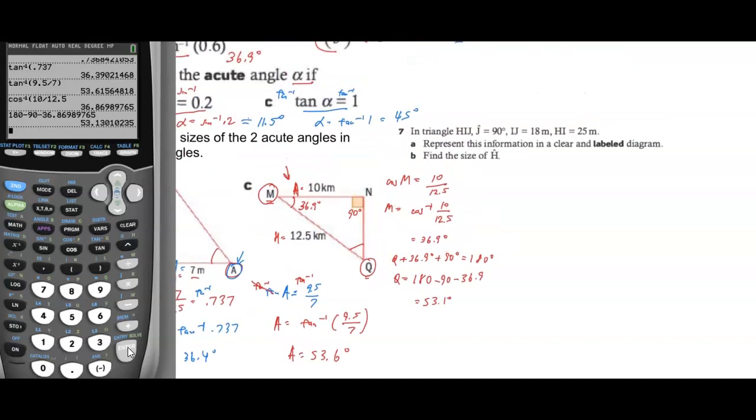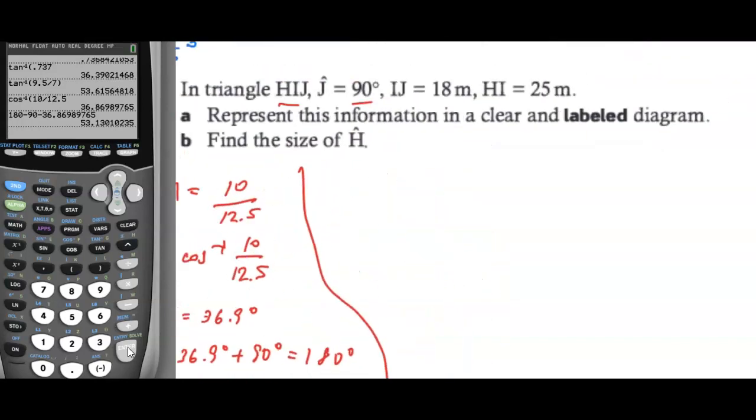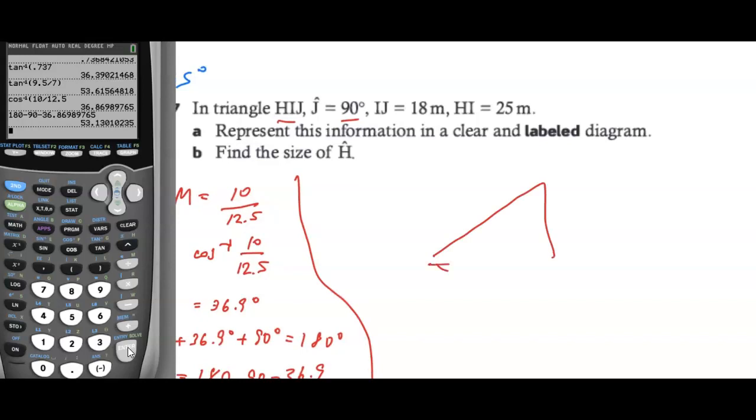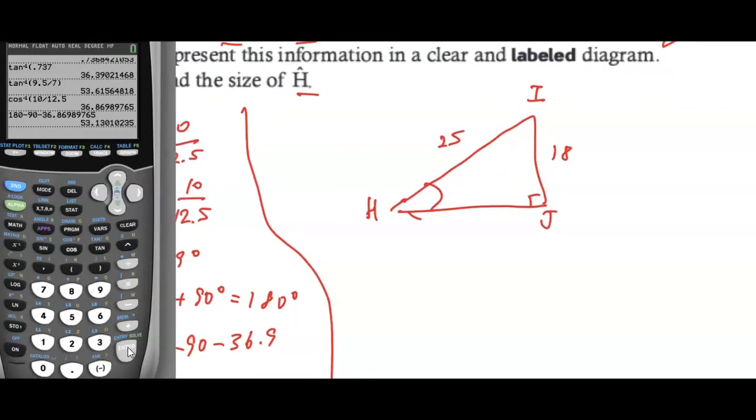Okay, last one. In triangle HIJ, angle J is 90 degrees. Let's draw this. HIJ, angle J is 90 degrees. IJ is 18. HI is 25. There's a diagram. It says to represent in a diagram. We've done that. Find the size of angle H. So we want to know angle H.